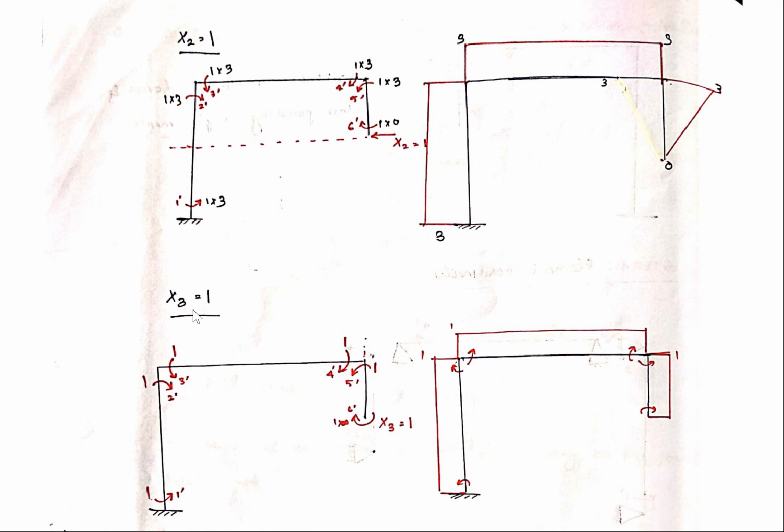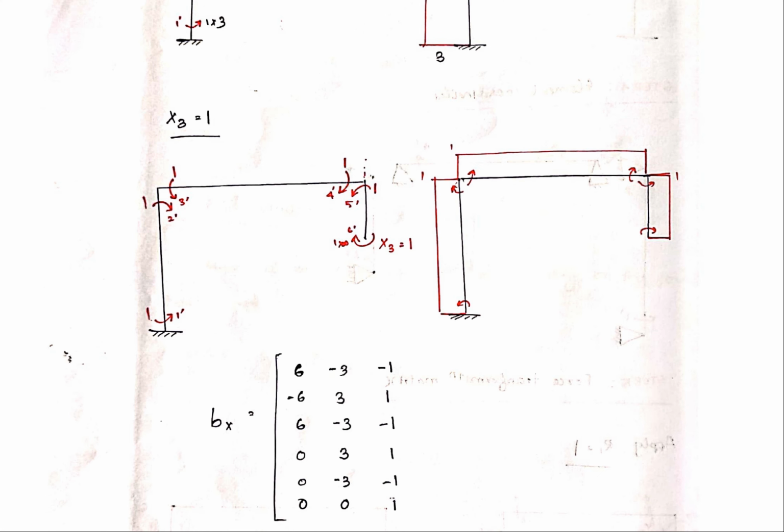Now let's see the third column of the Bx matrix. For that, apply x3 equal to 1. x3 is the moment acting at D. So apply x3 equal to 1. Then all the coordinates will be equal to 1, but the direction is to be considered. So the coordinates will be minus 1, 1, minus 1, 1, minus 1, 1. So this is our Bx matrix, with the first column corresponding to x1 equal to 1, the second column corresponding to x2 equal to 1, and the third column corresponding to x3 equal to 1.